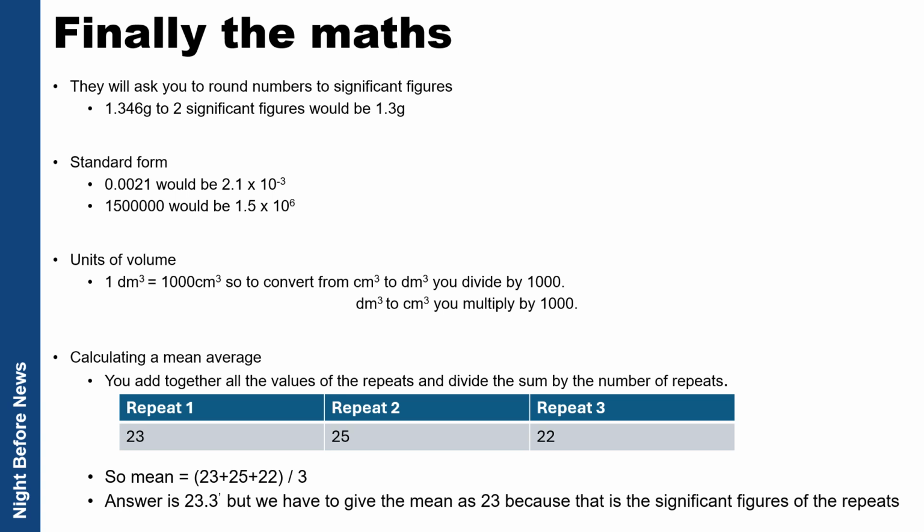Finally, calculating mean averages, you need to add together the values of all the repeats and divide the sum of those by the number of repeats. So in this example, we've got 23, 25 and 22 as our 3 repeats. So we add those 3 values together, press equals in the calculator, and then divide that sum by 3, and that gives us an answer of 23.3 recurring. However, we need to look at what the number of significant figures was for each repeat, and in this case it's 2 significant figures, so we have to round our mean to 2 significant figures. It must always be to the same number of significant figures as the values that were taken.